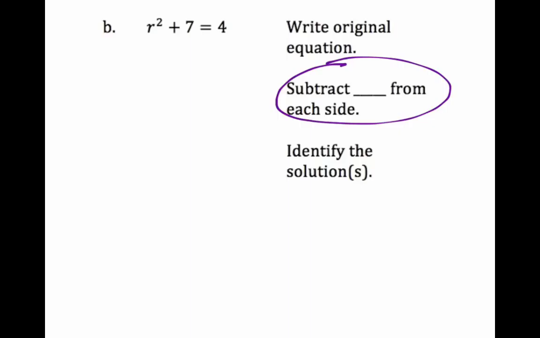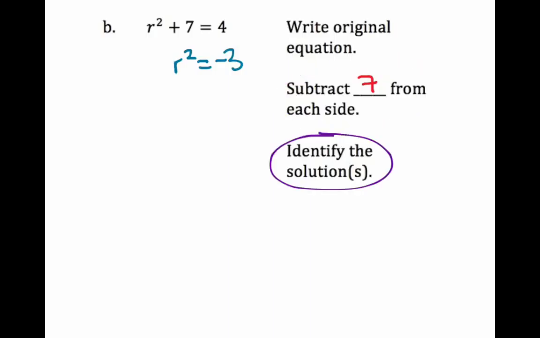Subtract something from each side. We're going to subtract 7 from each side. So we'll end up with r squared equals -3. And then identify the solutions. Right, this is a negative number. And right now we don't have any real solutions.